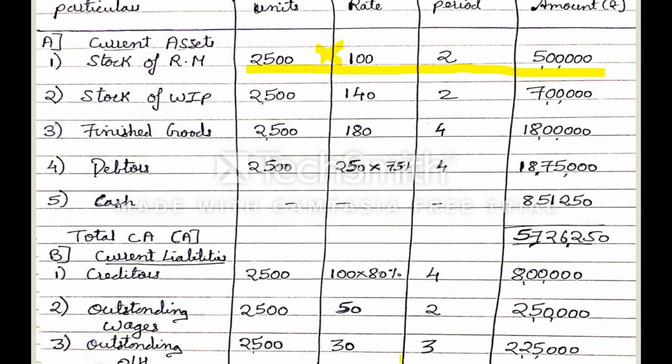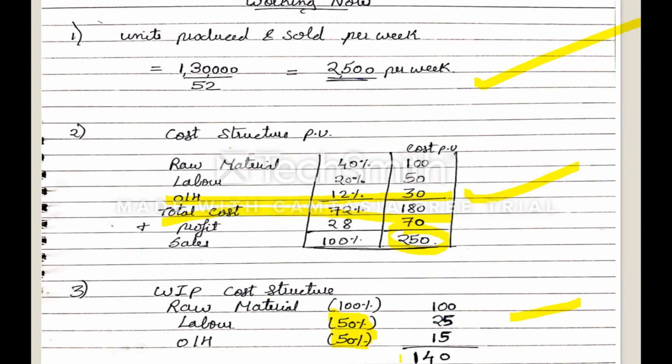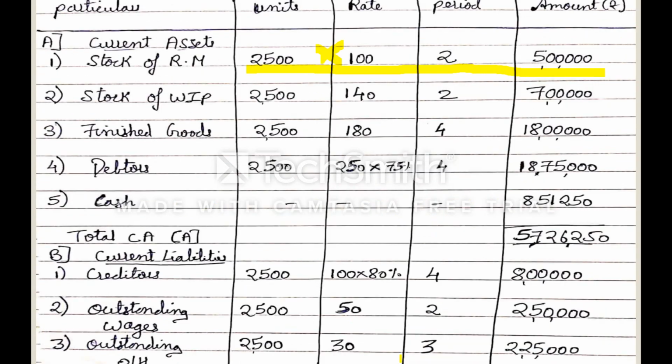Next is current liabilities, under which first is creditors. First you will write units, same 2500. Creditors, that means suppliers from whom you have purchased raw material. So take the cost structure. Raw material cost 100. So I'm going to write 100.